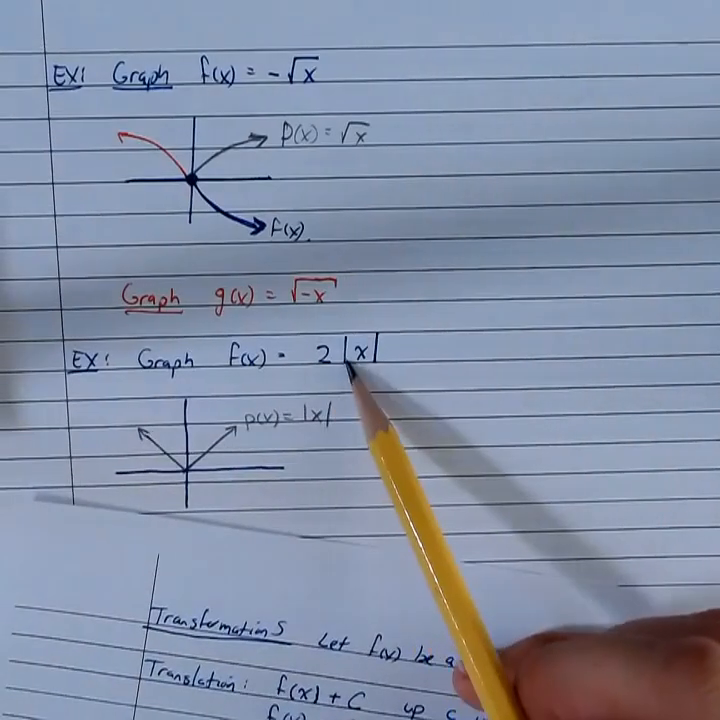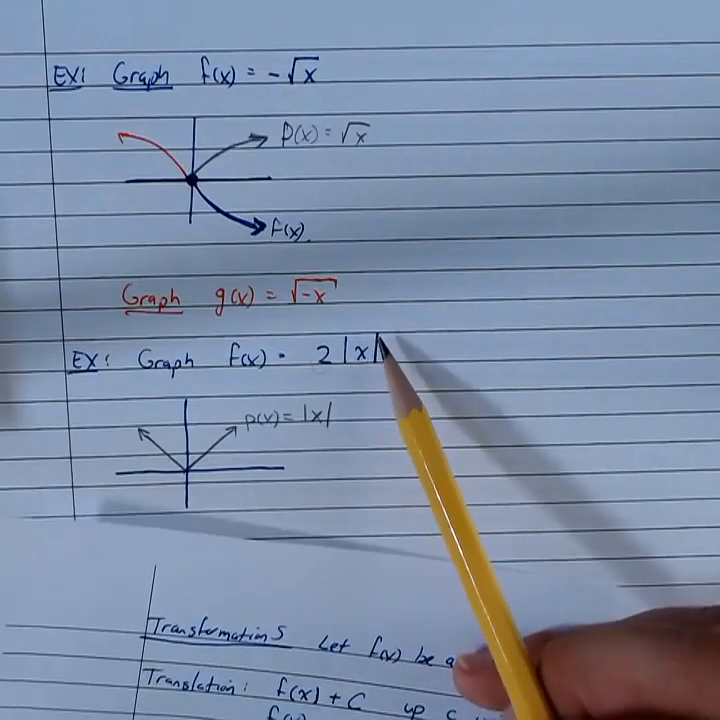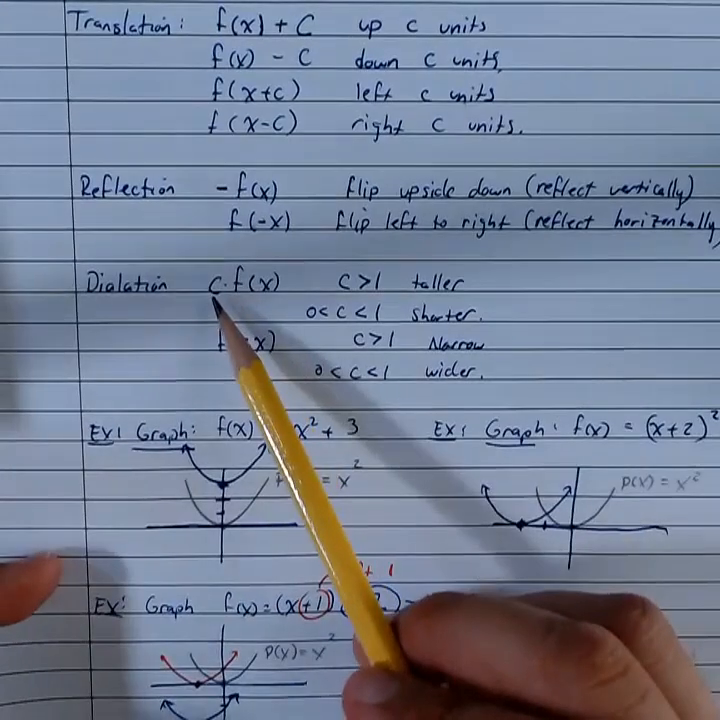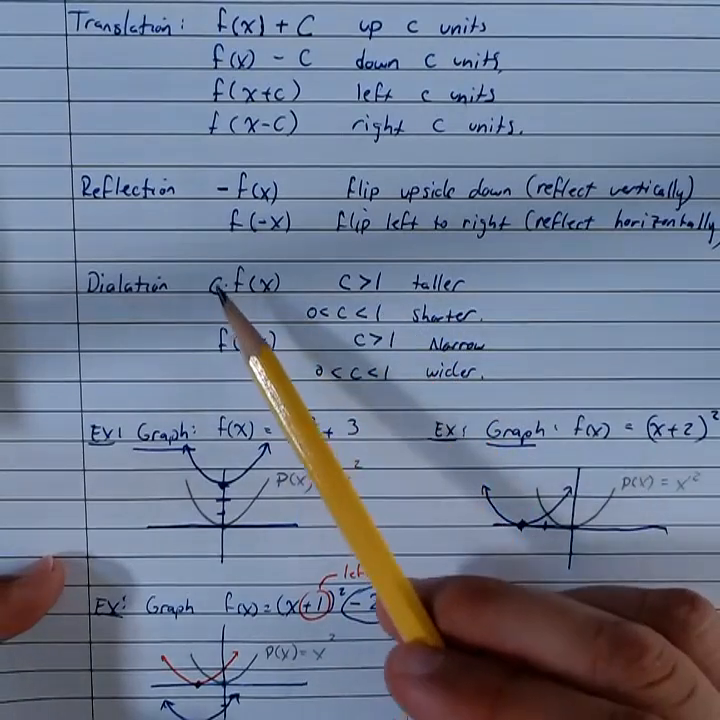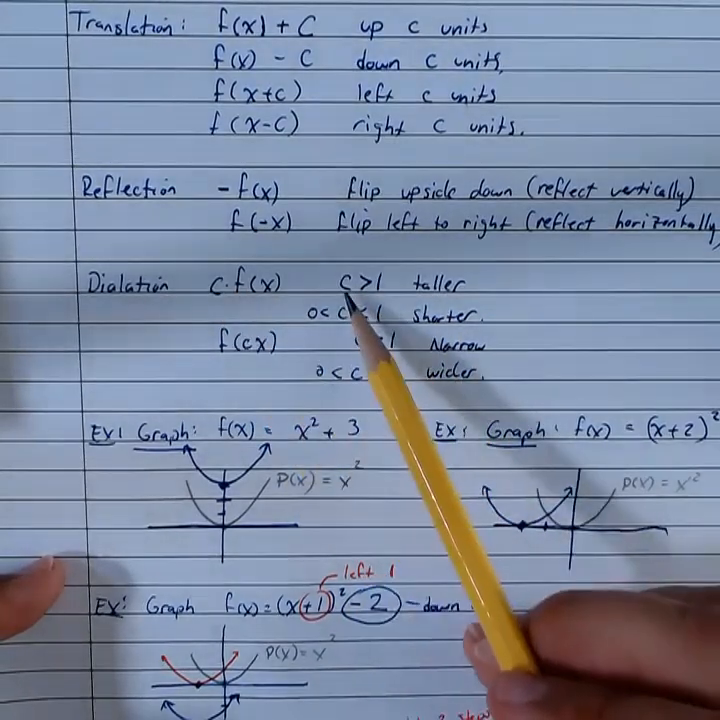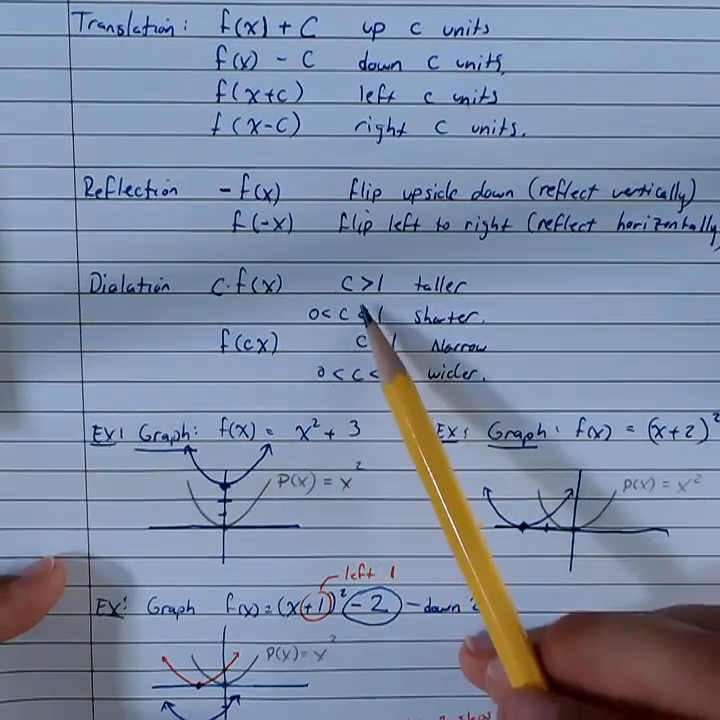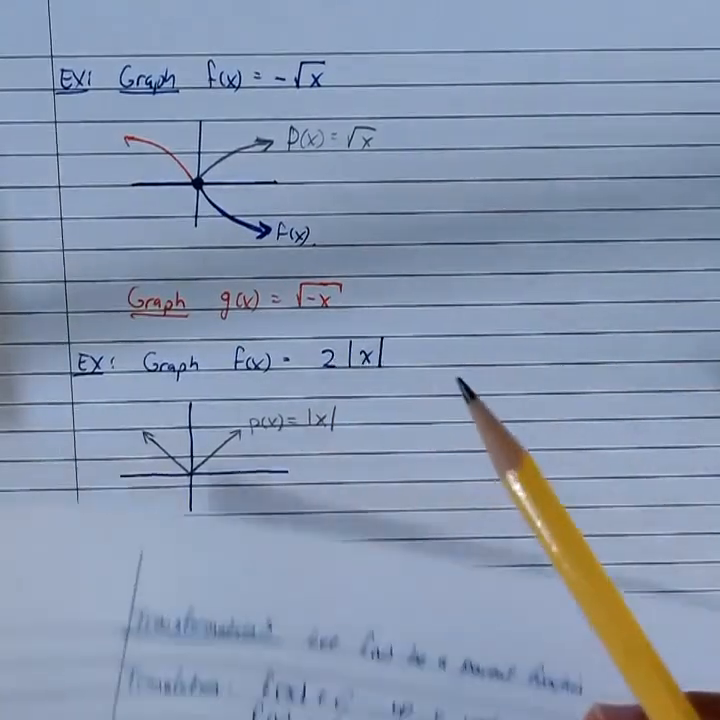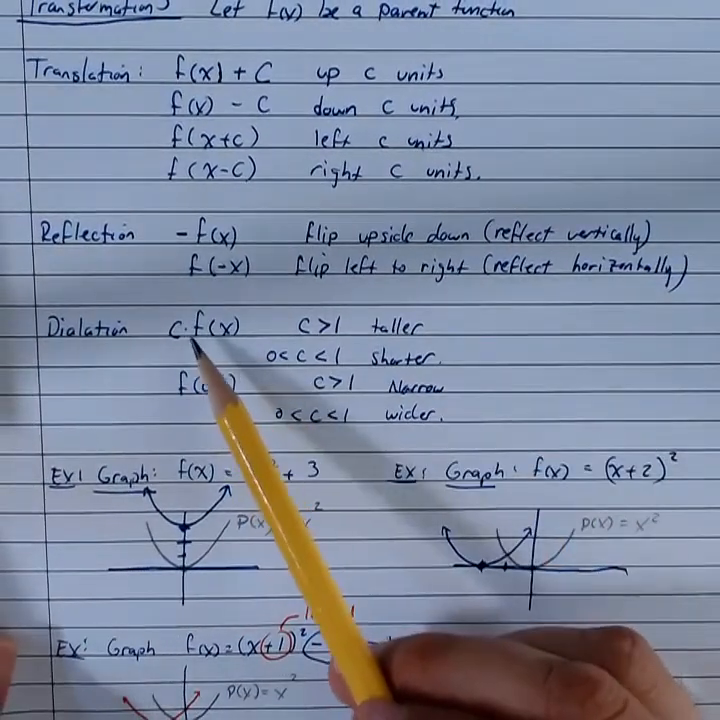Here, you're multiplying on the outside. You're not multiplying the argument, you're multiplying the entire absolute value of x by the number 2. Whenever you multiply on the outside, that's going to make things either taller or shorter. And again, it depends on what that number is. If that number is bigger than 1, everything will get taller. If it's less than 1, everything's going to get shorter. Okay, so here that's the number 2, that's greater than 1. So we're multiplying by a number that's greater than 1 to the whole function.